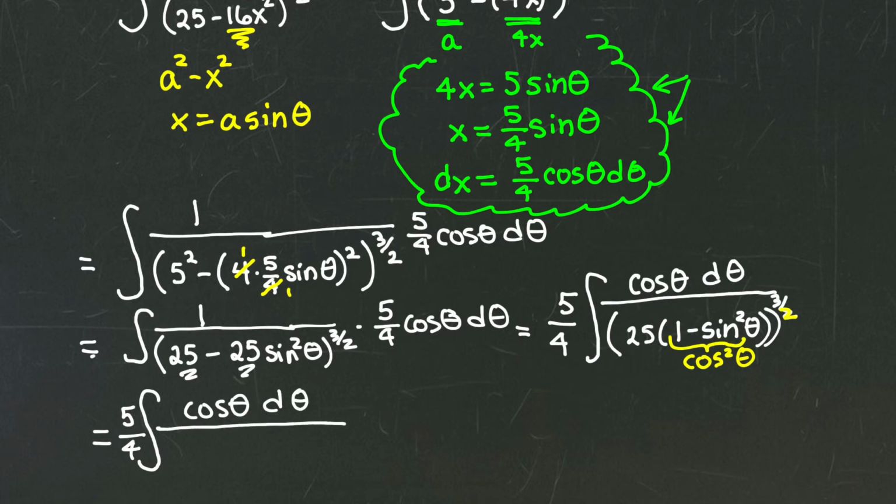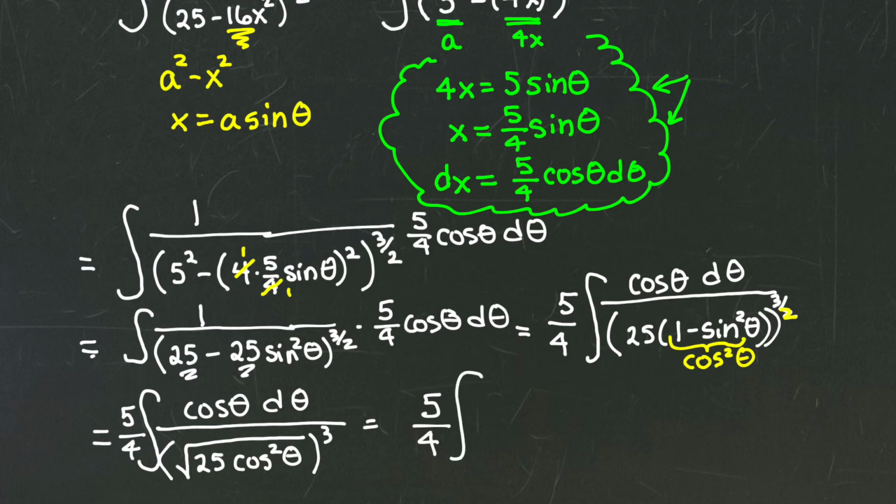On the bottom, we've got this 3/2 power. So what are we doing? We're taking a square root, right? And then we're cubing that square root. And underneath, we've got the 25 cosine squared. And let's see what happens.